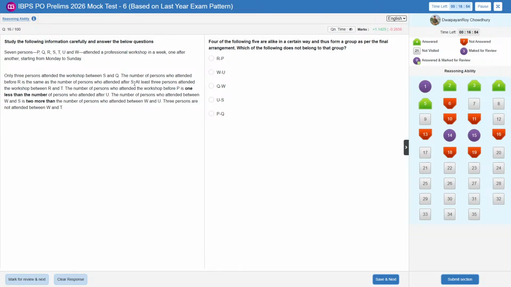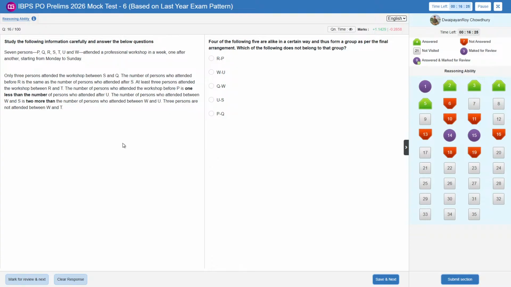Okay, at least 3 between R and T. 1, 2, 3, at least 3. So T can be here, T can be here. Between R and T, 1, 2, 3, T, 1, 2, 3, T. Here again, 1, 2, 3. So T here or T here. The number of persons who attended the workshop before P is 1 less than after U.